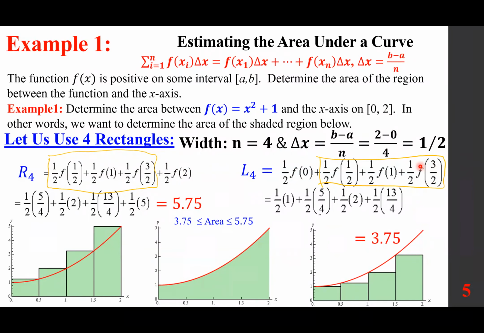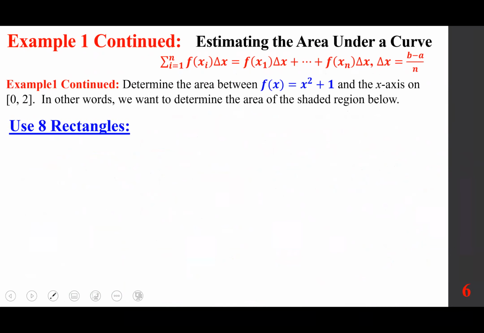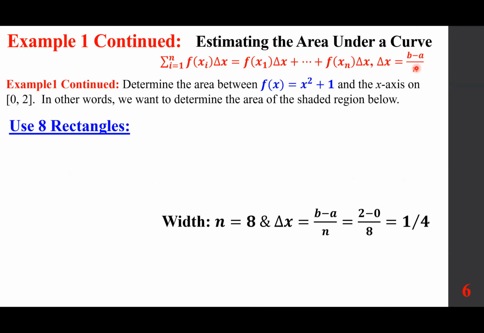We're going to repeat this, but this time with larger n. Let's go with 8 rectangles. Delta x is b minus a, 2 minus 0, 2 divided by 8, which gives you 2 over 8, or 1/4, or 0.25.